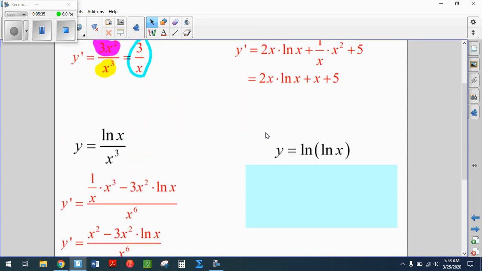All right, and this last one, y equals natural log of natural log x, is designed to be a chain rule. So what's the derivative of the natural log of natural log x? So use my highlighter. My outside function is the natural log of something. So my derivative is going to be 1 over something.